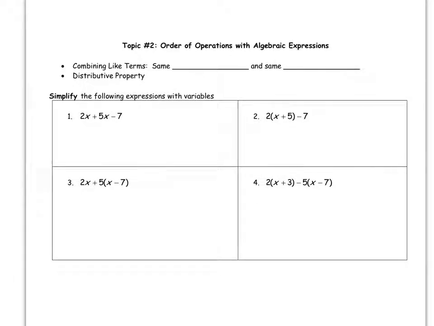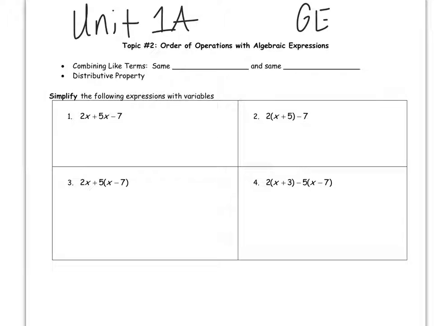Alright, so we are again working in our Unit 1A packet. And we are going to remember what we learned last topic, topic 1, which was all about GEMDOS, which told us the order that we do mathematical operations. G stands for grouping symbols, E stands for exponents, M and D is multiplication and division, and A and S is addition or subtraction. That's our order.